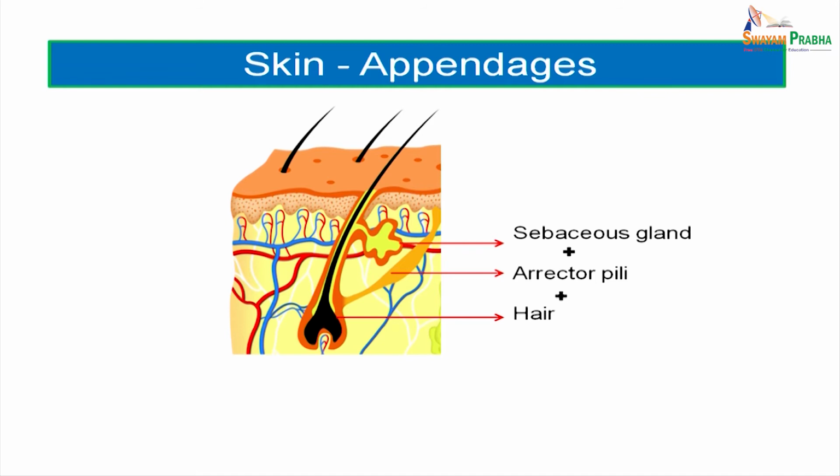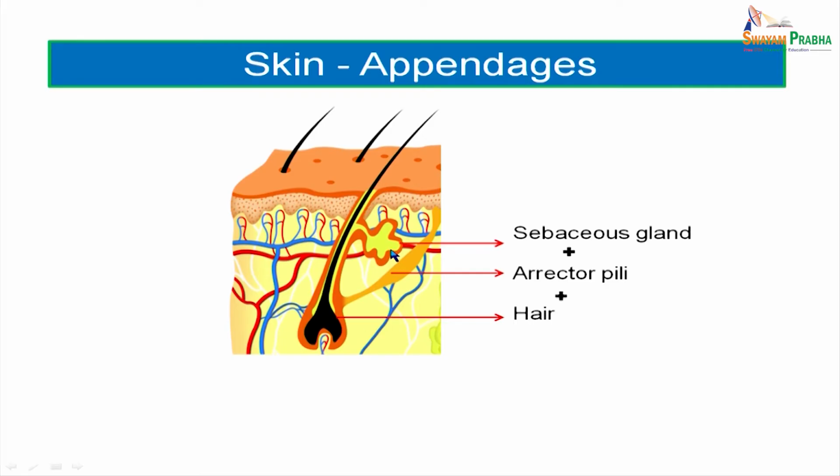When this happens, we have the goose flesh appearance of the skin. Then the final and the most important part of the pilosebaceous unit is the hair itself. The hair follicle has an outer component which projects outside from the skin, this is referred to as the shaft of the hair, and the portion which is embedded into the dermis. So, that is the root of the hair.